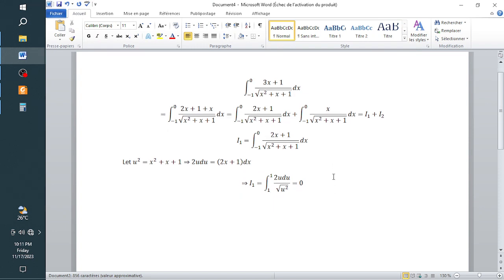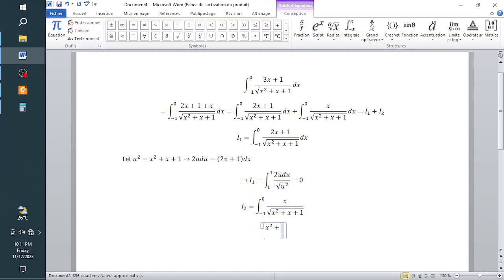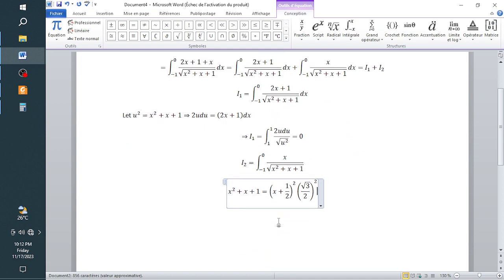Now let us move on to the second part, which is I2. I2 is equal to this integral. Now I'm going to complete the square. x squared plus x plus 1 is (x + 1/2) squared plus 1 minus 1/4, which is (square root of 3 divided by 2) all squared. So I've completed the square.